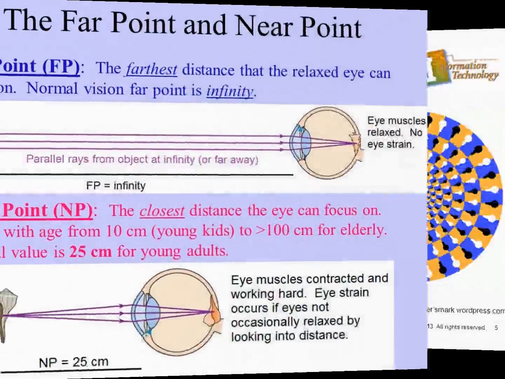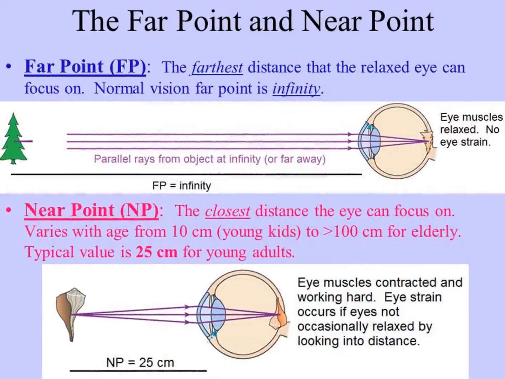I already told you about the far point and near point, isn't it? Far point means the farthest distance, where the relaxed eye can focus. Normal vision point is infinity. Far point is up to infinity, everything beyond 25 centimeter is infinity. See in the picture, the eye is seeing a Xmas tree. Now the eye muscles are relaxed. No eye strain.